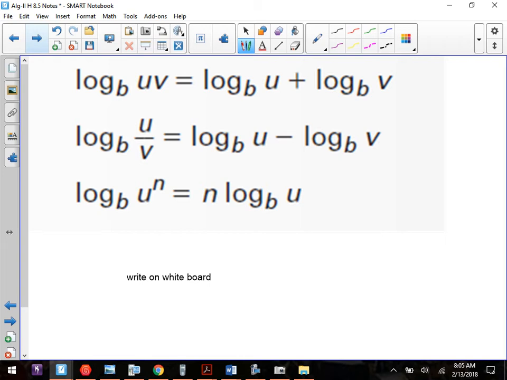Now, it looks weird, but when you start putting them together, as you might have already noticed, logarithms are pretty easy to work with. If I'm looking at this, going from left to right would be expanding, and going from right to left would be condensing. Expanding makes it bigger and condensing makes it smaller. It's pretty easy to figure that out.